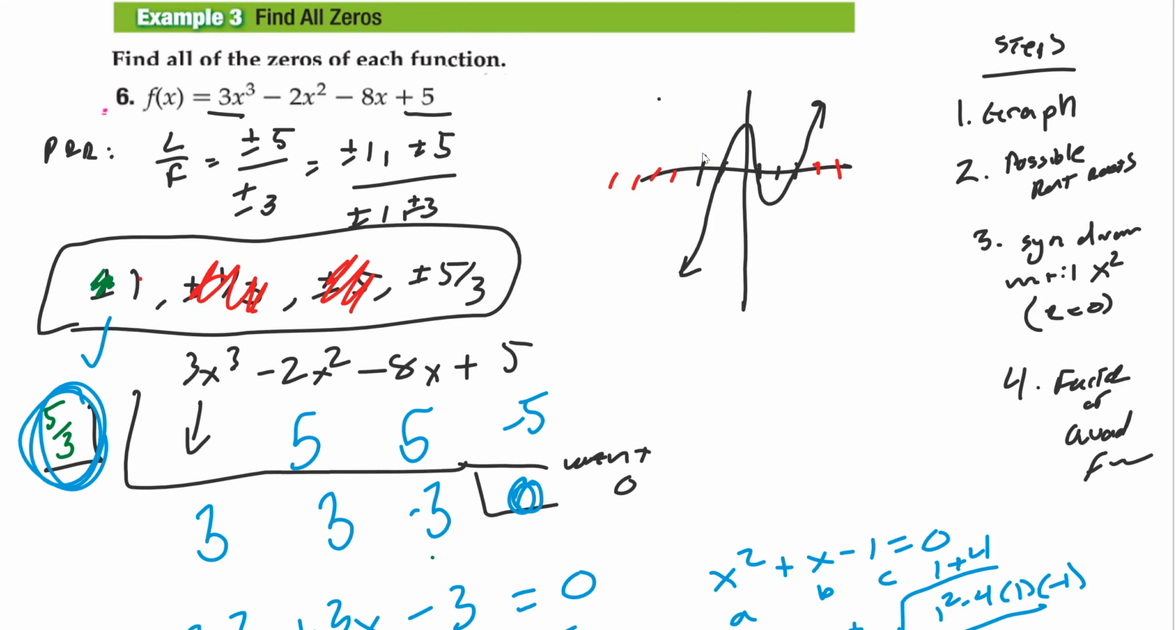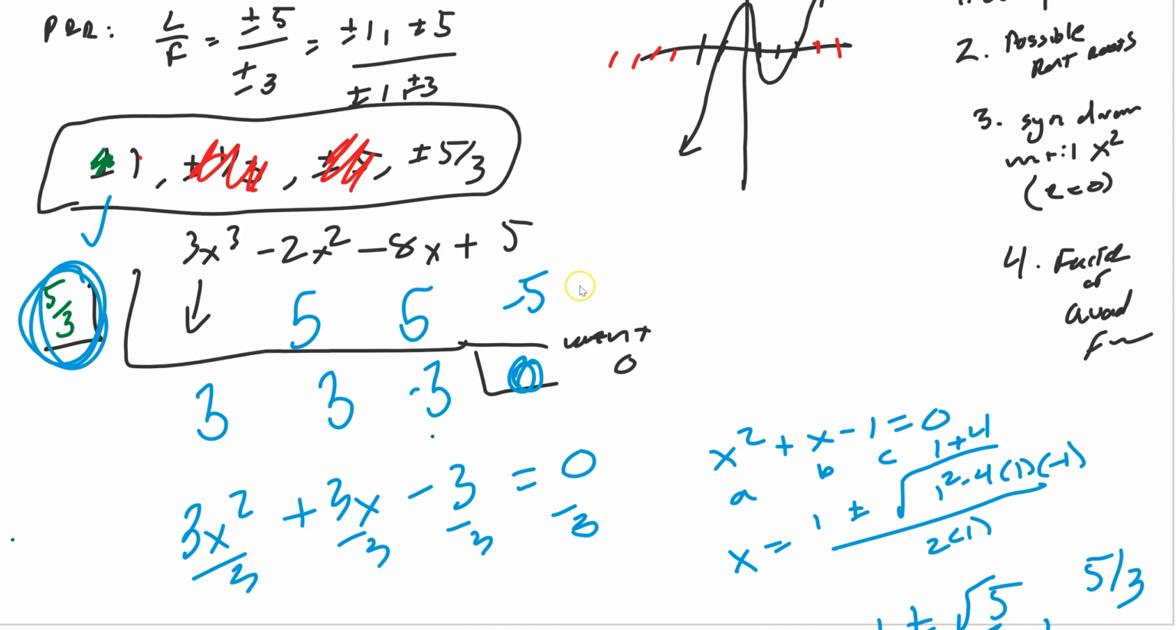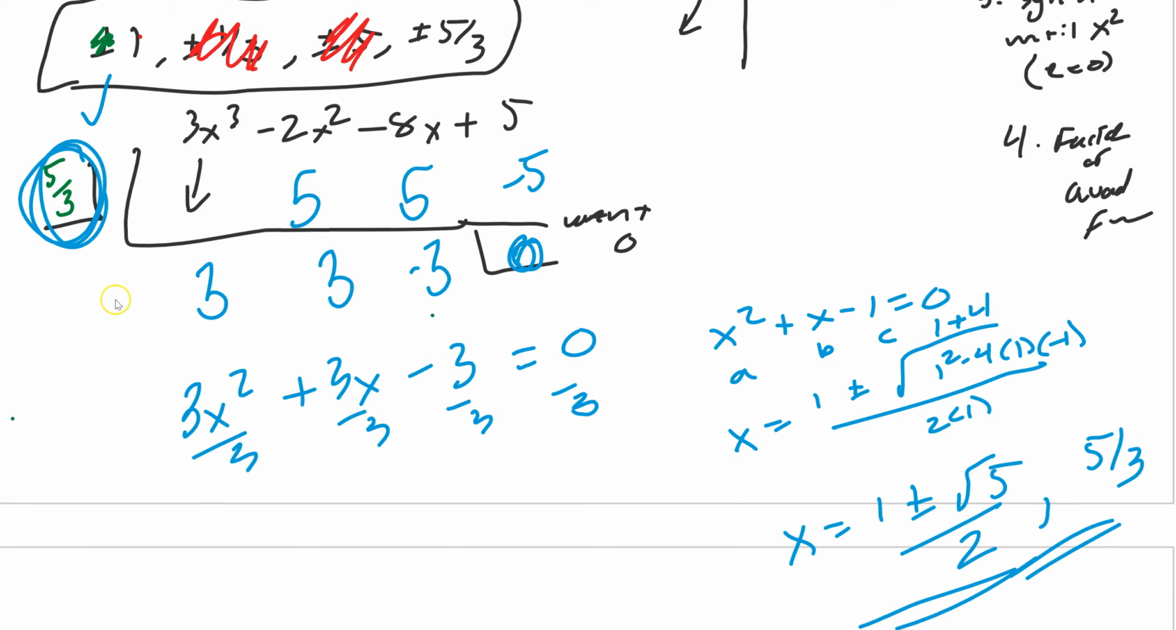So that's the process, right? Graph it. If it works nicely, you're good. If not, do the possible rational roots. Once you get it, keep on trying synthetic division until you get a 0. That's what we need, right? Because it's a root to 0. And once you get down, keep on doing that until you get to x squared, and then you can just factor or use the quadratic formula.